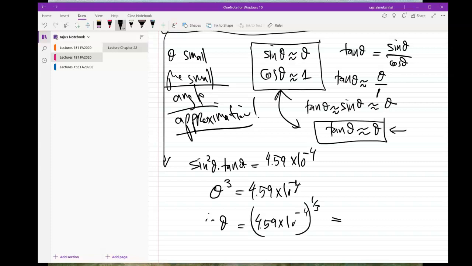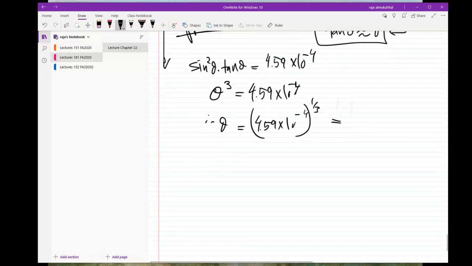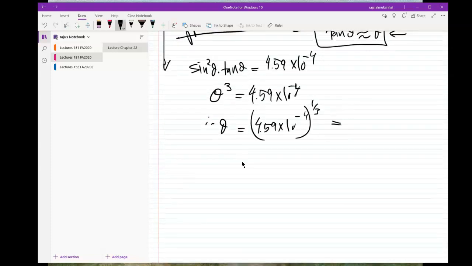We're going to calculate that. Now, you be careful when you calculate. Let me show you what that means. 4.59 times 10 to the negative 4, and then you take the cube root of that, the power of 0.333. The answer I'm going to get is 0.077. 0.077 what? Radians.